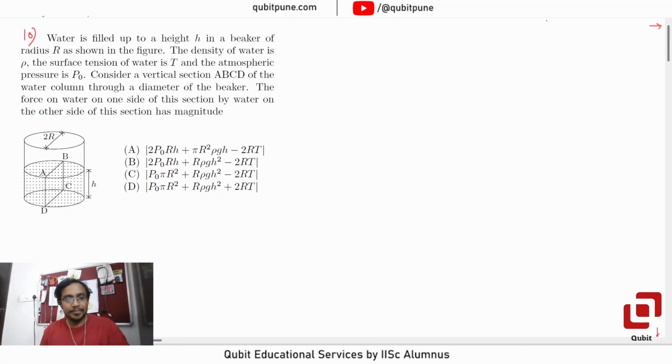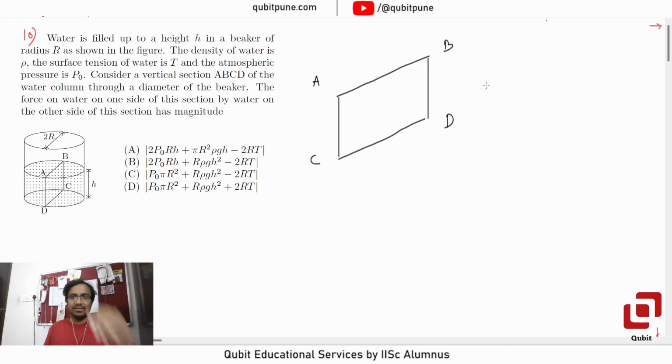Now let us draw an enlarged view of that section. Suppose this is AB. Now you know that pressure is going to increase with depth. Because of the increase in the pressure, the net force which will act on some area deeper down will be greater than the net force that acts closer to the top.